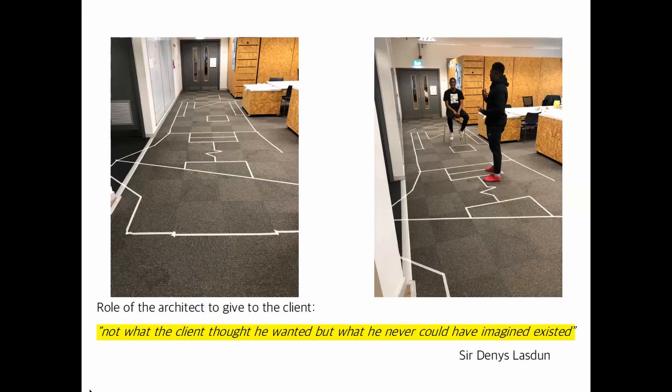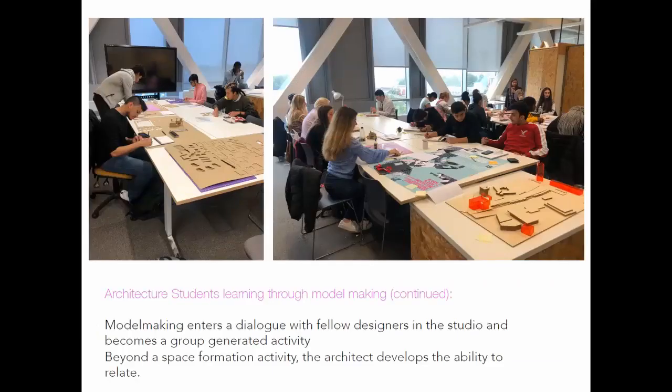With the physical model-making process, the architect develops an affinity to the client, becoming able to materialize his client's needs and desires. Model-making enters a dialogue with fellow designers at the same time in the studio and becomes a group-generated activity. Beyond being a simple space formation activity, the architect develops the ability to relate.